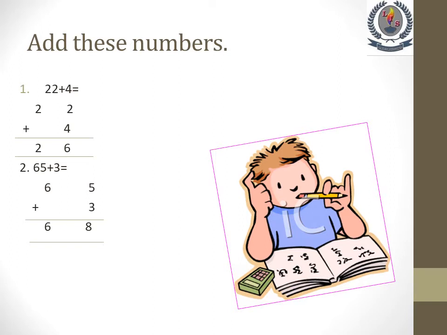Second one, 65 plus 3. In the ones place they have 5 and 3. After adding 5 and 3, it is equal to 8 ones. Then go to the tens place. The tens place has 6. 6 tens plus 0 tens is equal to 6. Then the answer is 68.